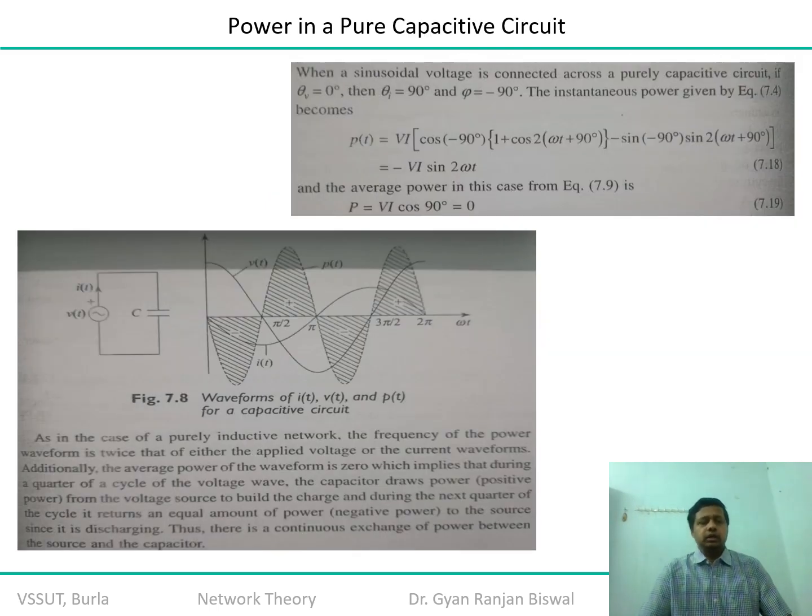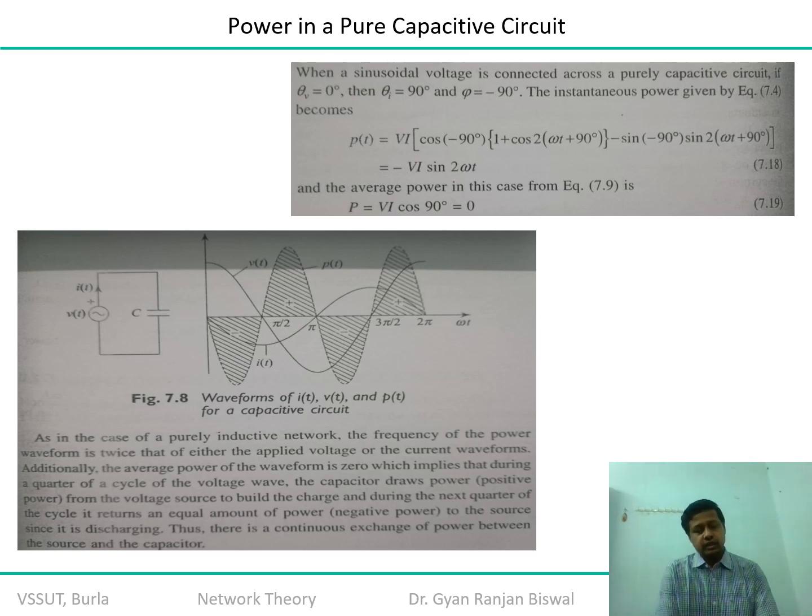Similarly, what will happen with the power in the capacitive circuit? The behavior of capacitive and inductive circuits is exactly the reverse. It is a 180-degree phase reversal, you can say. So if the voltage phase angle is 0 degrees, then the current is going to lead rather than lag by 90 degrees. If the voltage angle is 90 degrees, then the current at that point of time will be 180 degrees. I hope that is clear to you.